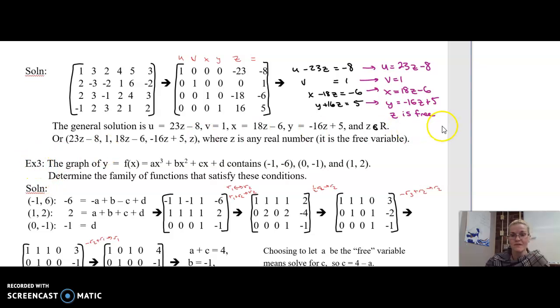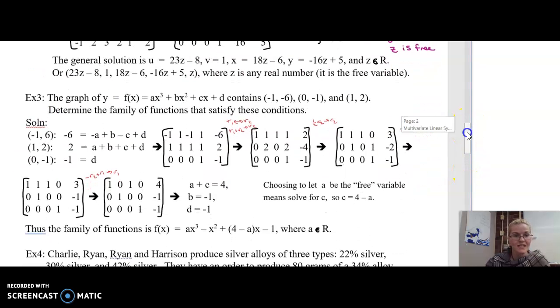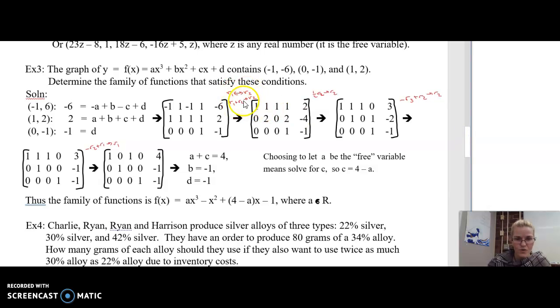All right, let's look at example 3. This one, all of the details are already in the notes for you, except I went ahead and wrote in just now the row operations that I'm doing to get from matrix to matrix. But example 3, the graph of y equals f of x equals ax cubed plus bx squared plus cx plus d, right? So it's a cubic. This cubic contains these 3 points. Now, believe it or not, those 3 points are not enough to uniquely define a single cubic, but they will define a family of cubics.